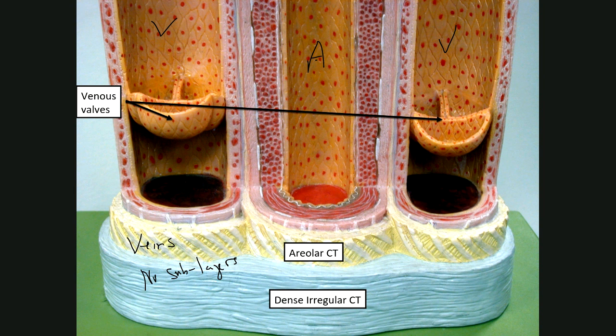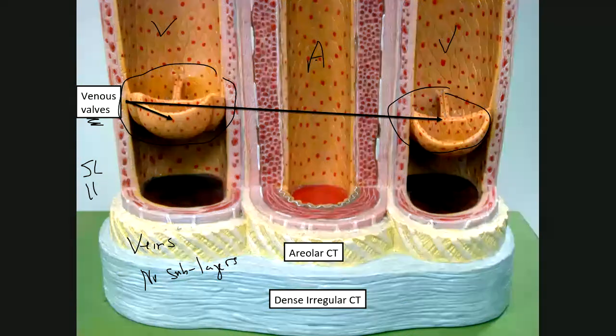Veins have valves. And they're very, very similar to the semilunar valves in the heart. They look just like them, basically. All they are is little enfolded areas of this tunica interna, this endothelium. And look, they look like little cups.